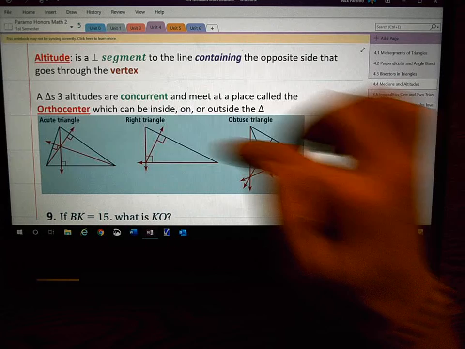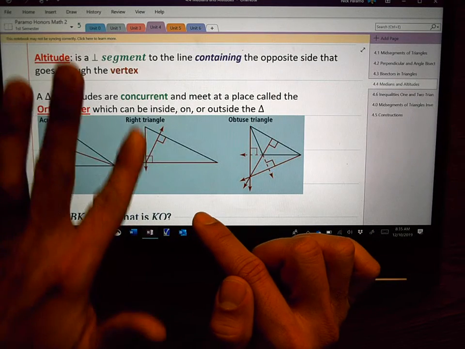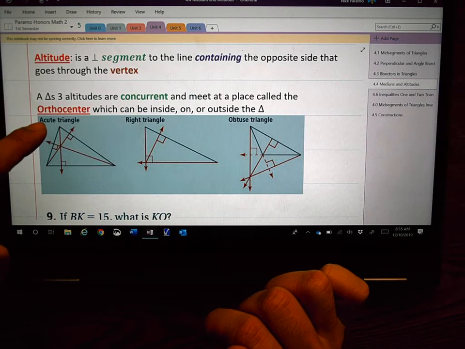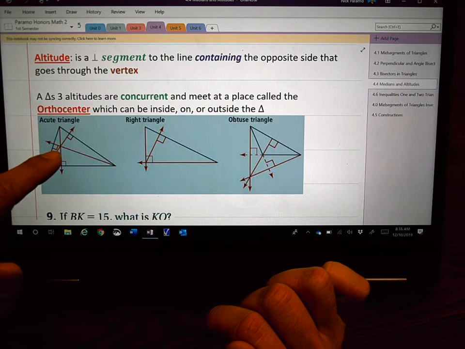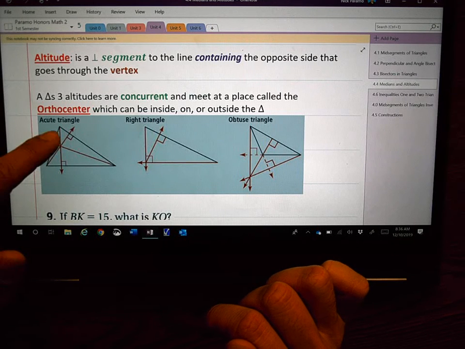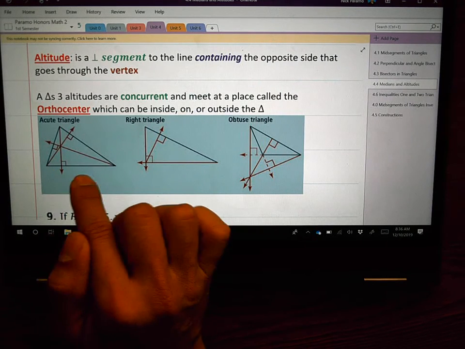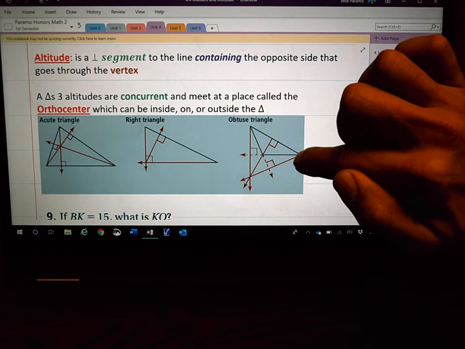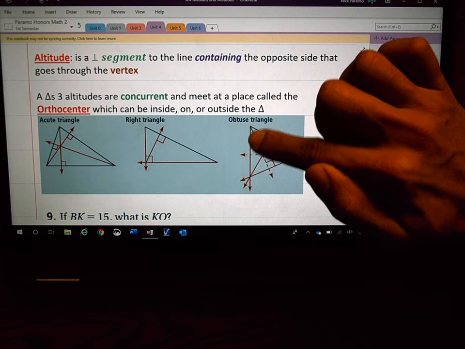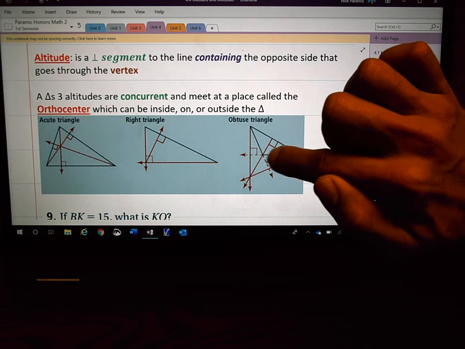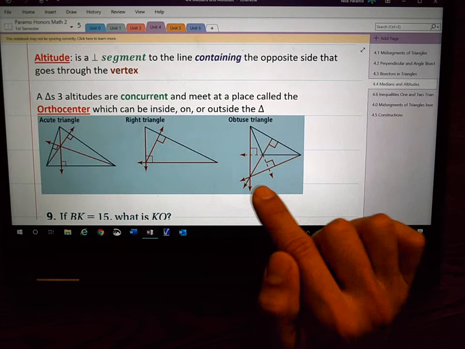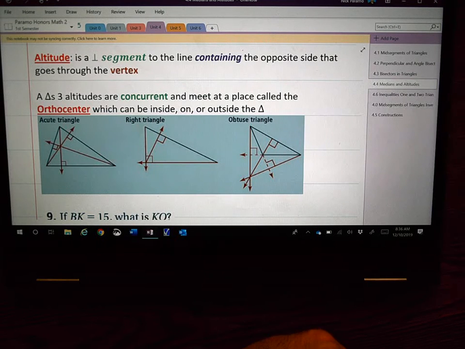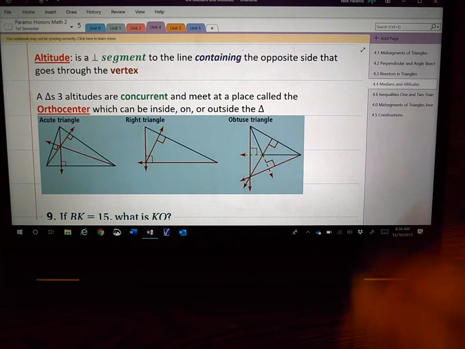And so, sometimes your altitude is on the triangle if it's a right triangle. Sometimes the altitude goes through the middle. That's the circumcenter. These are altitudes because they go through the vertex and are perpendicular, but they don't necessarily bisect. If it's an obtuse triangle, sometimes you have to extend the line out a little bit to go perpendicular to the line containing this side. And then, of course, the orthocenter would be way outside of the object if you're dealing with altitudes of an obtuse triangle.